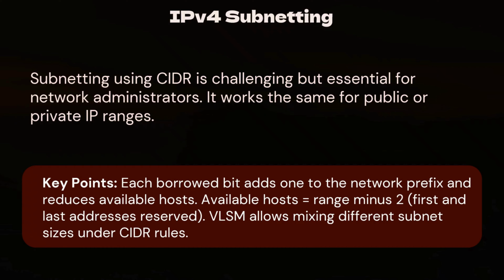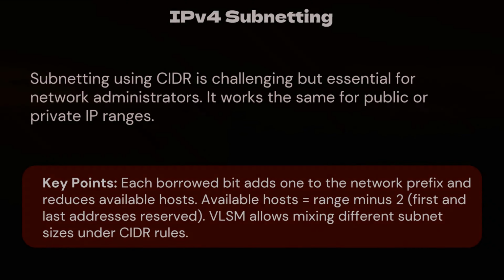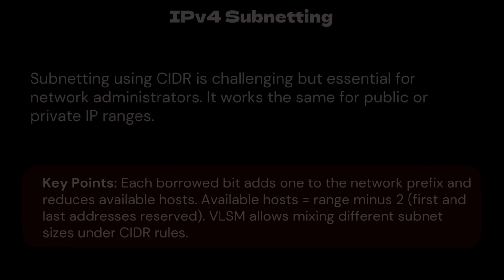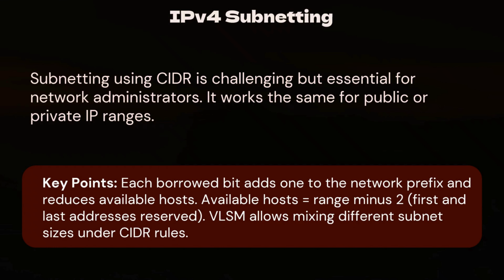Now subnetting using CIDR is a challenging process, but it's one network administrators have to get used to. You can apply it to a public or a private IP range, and it works the same way. The main things to remember are every IPv4 address is split into network and host ID segments. Together, they make up 32 bits. When you subnet a network, you borrow bits from the host ID. Each borrowed bit adds 1 to the network prefix. This means that each new subnet has fewer host addresses available.